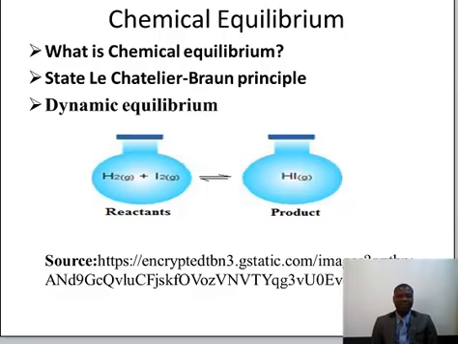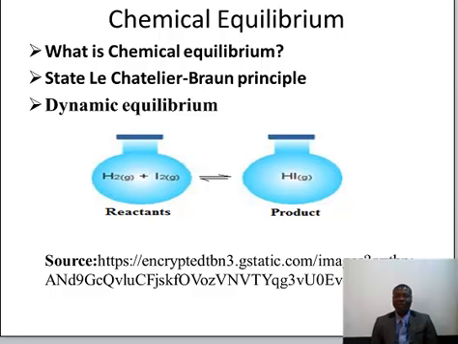What is Le Chatelier's principle? Actually, this principle is the principle that is guiding this chemical equilibrium and is popularly known as Le Chatelier's principle, which states that if the temperature, concentration, volume, or partial pressure of a chemical system at equilibrium changes, then the equilibrium shifts to compensate for the change.